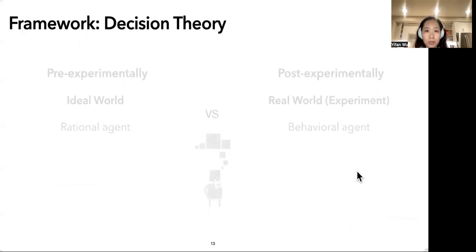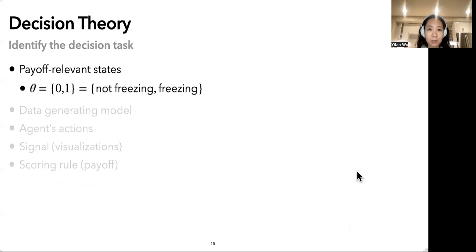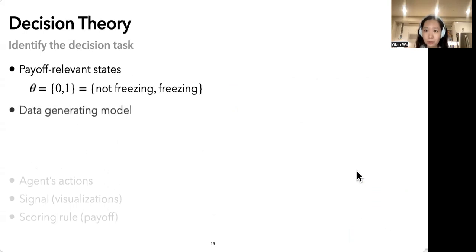So our framework is a decision theoretic based framework. To use our framework and get lower bounds and upper bounds, we want to first identify the decision task. So to identify the decision task, there are 5 key elements. The first key element is a payoff relevant state. And in the weather forecasting example, that's the temperature being freezing or not freezing.